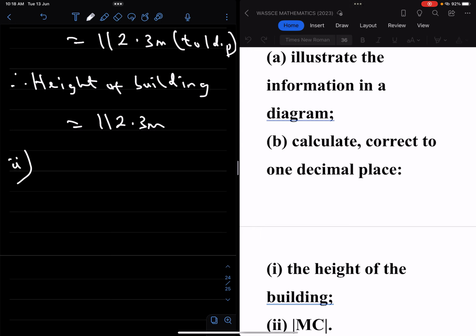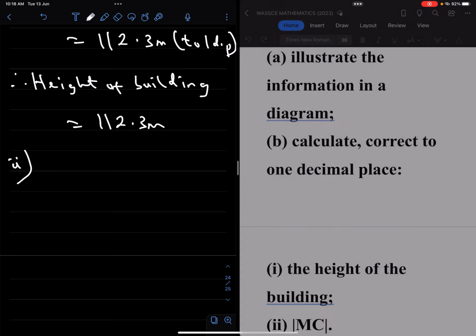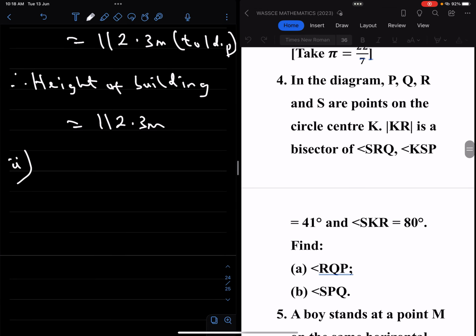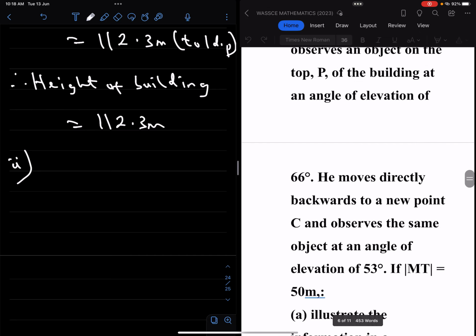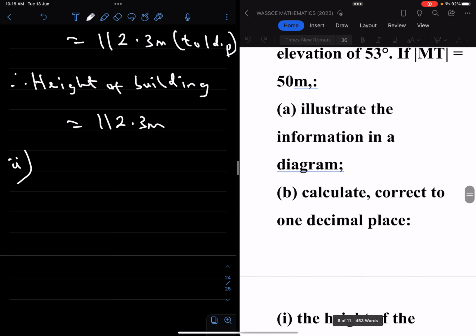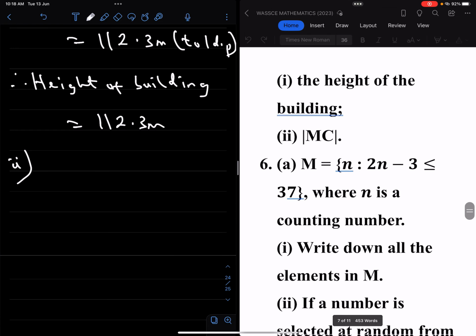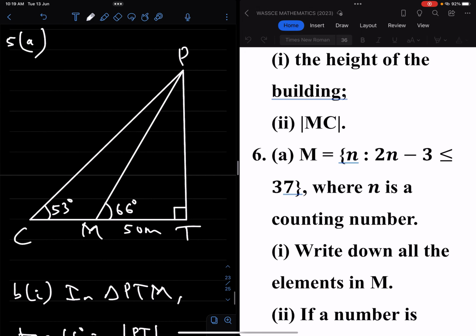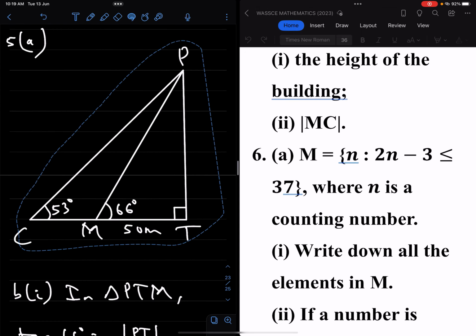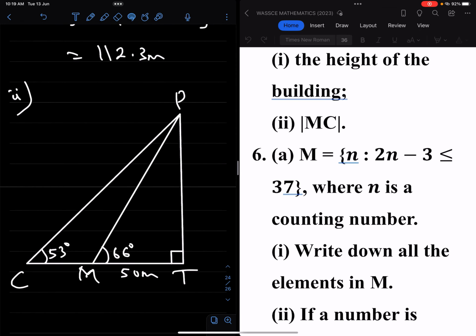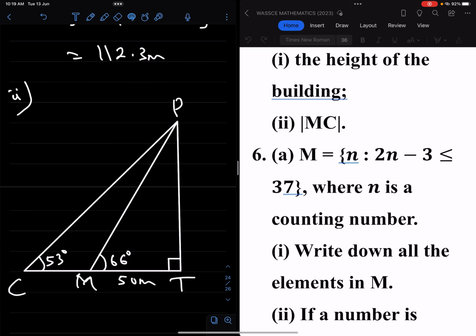And now we go straight to the next, which is Roman figure 2, and that says MC. We want to find the distance MC. I think I need to open that again. That's number 5 rather. We want to find the distance MC. Yeah, number 5B, Roman figure 2. How do you find distance MC? Now let's bring down the diagram. Yeah, that's the diagram. How do we now find distance MC?